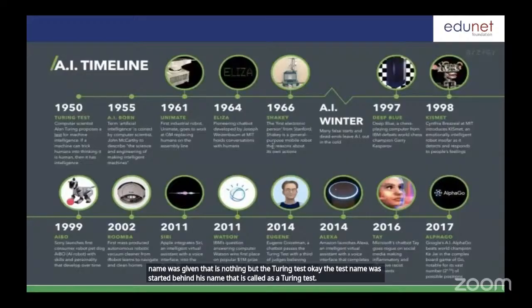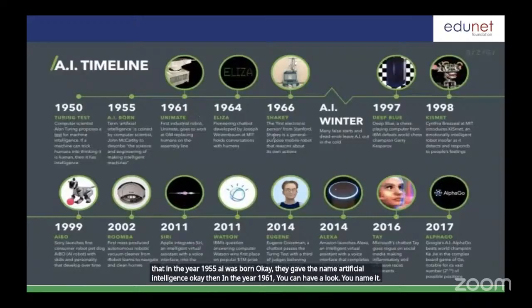Now, in simple terms, if somebody asks what is a Turing test, you can easily tell that a Turing test is a method to determine whether a machine can think like a human brain. That's nothing but the Turing test. And as the years passed, in the year 1955, AI was born. They gave the name artificial intelligence. Then in the year 1961, you can have a look.